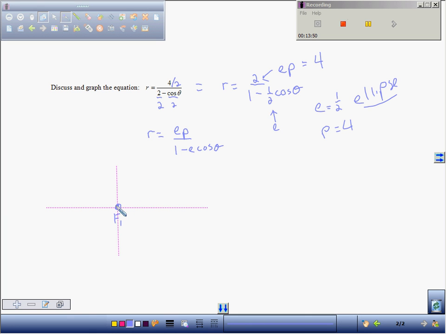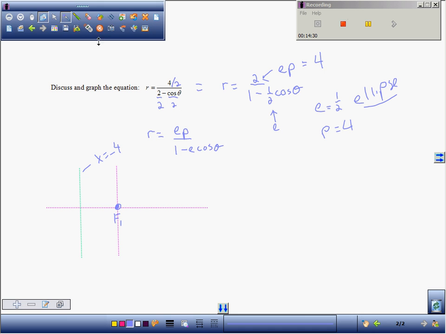Okay? And the directrix is perpendicular to the polar axis at a distance P to the left of the pole, which means the directrix is going, let's change colors, it's going this way. Okay? And it's over here at X equals -4. And that's the directrix. Now the directrix doesn't really help you in determining what the graph looks like. All it does is give a way of generating this ellipse.